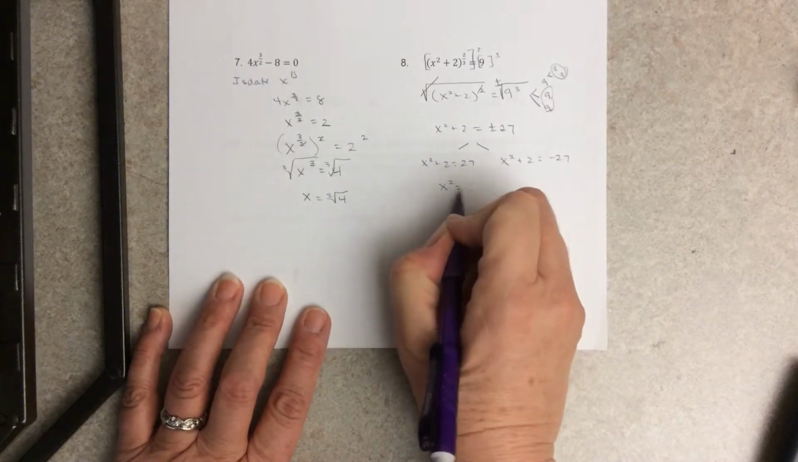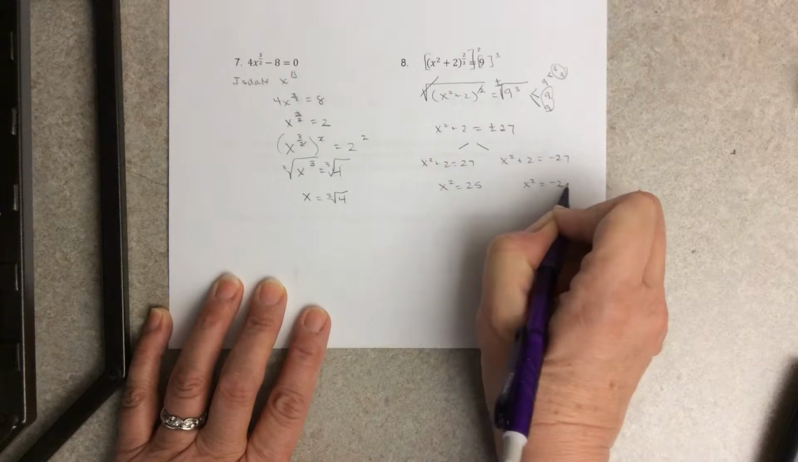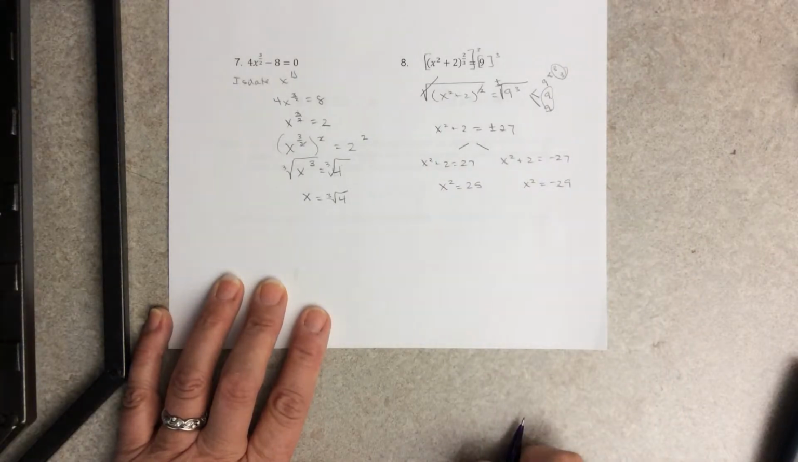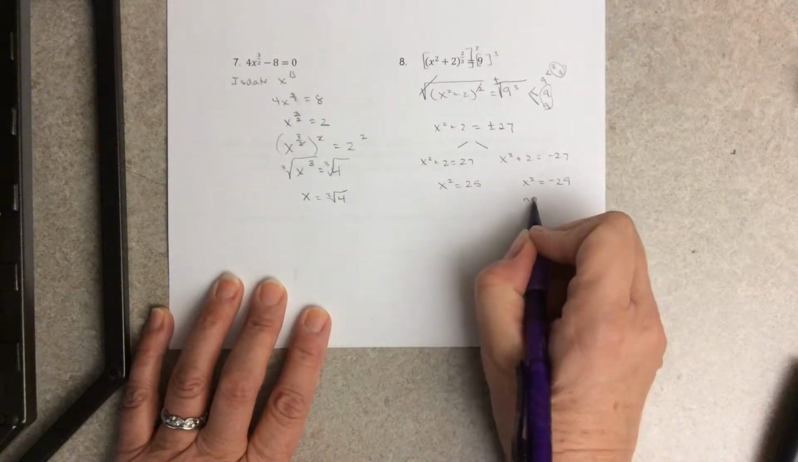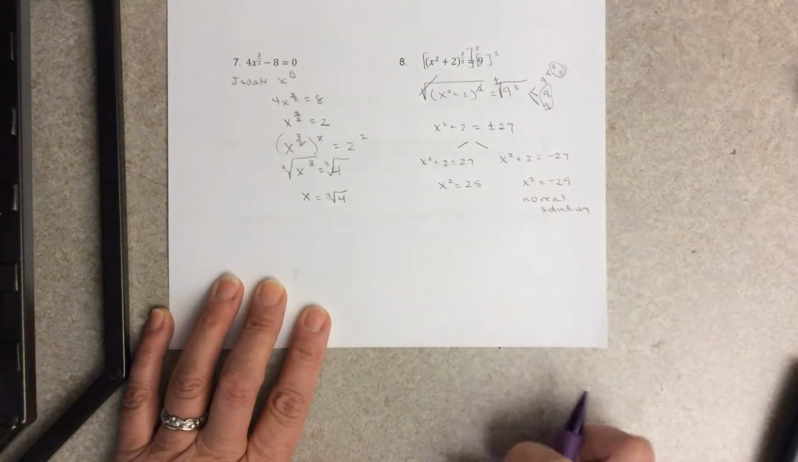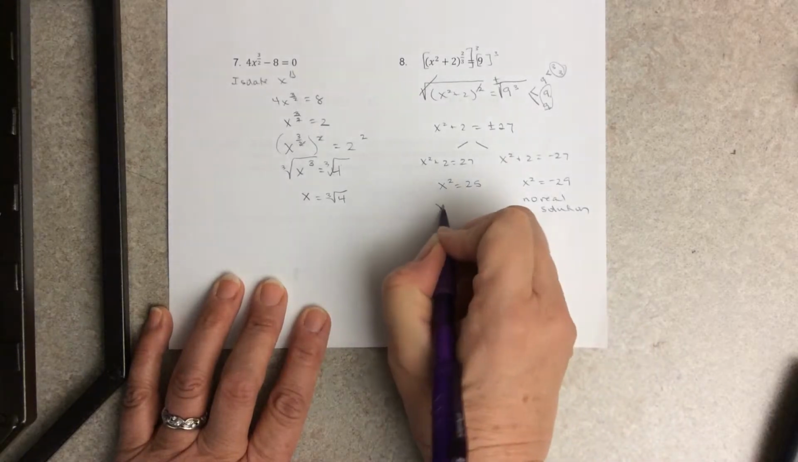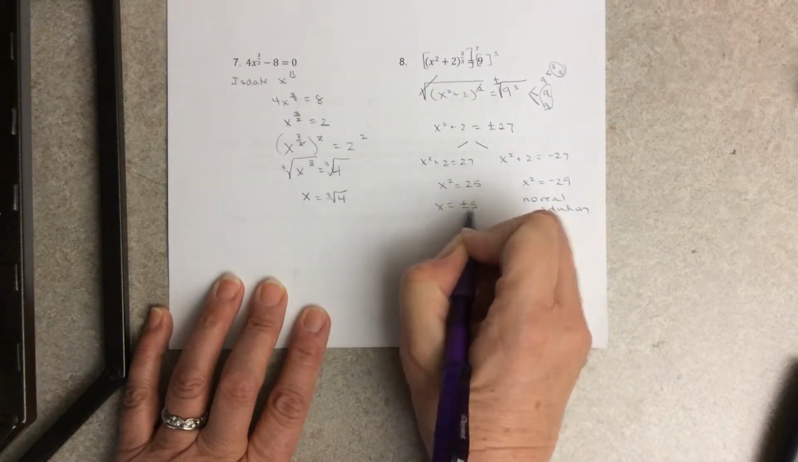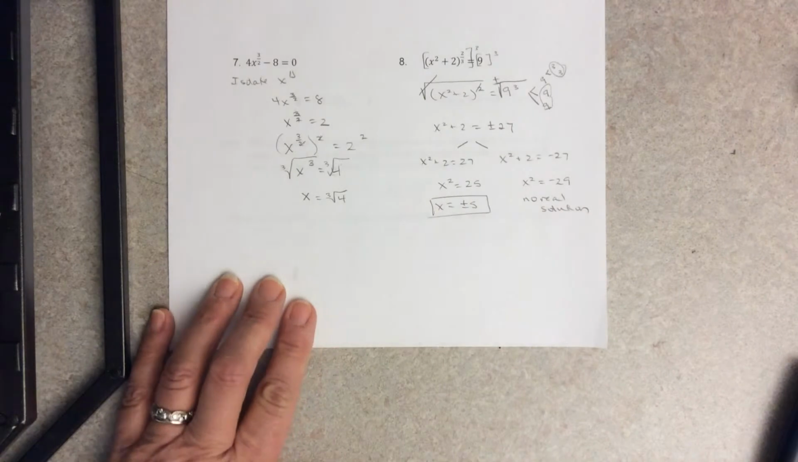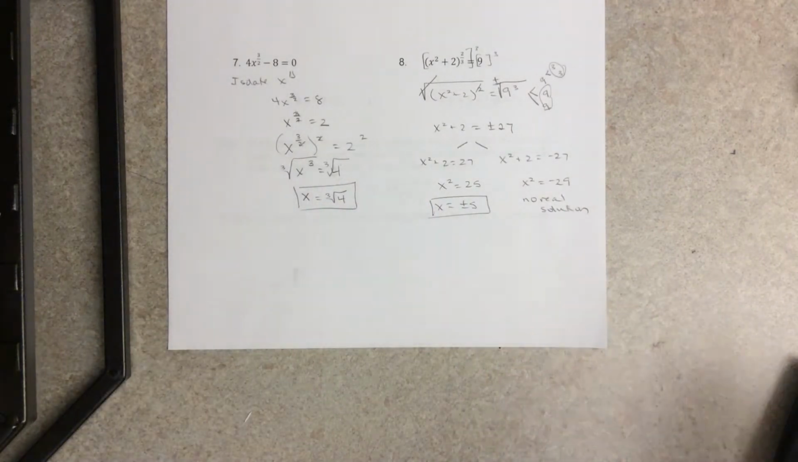And again, isolate the thing that's squared by subtracting 2 from both sides. In Math 21, this will have no real solution because you can't square a real number and have it end up negative. But here we'll have 2 solutions, plus or minus 5. So that's finishing off those last 2 problems from the previous page.